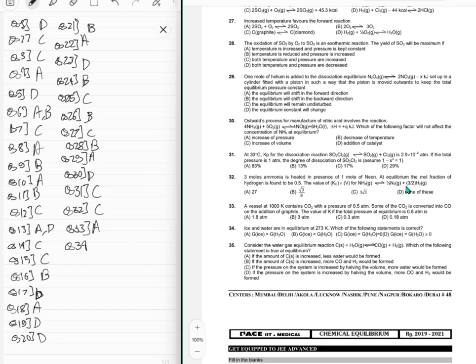Question number 34. Ice and water are in equilibrium at 273 Kelvin. 273 Kelvin? Yeah, that's just 0 degrees Celsius. Why am I thinking too much? Which of the following statements is correct?